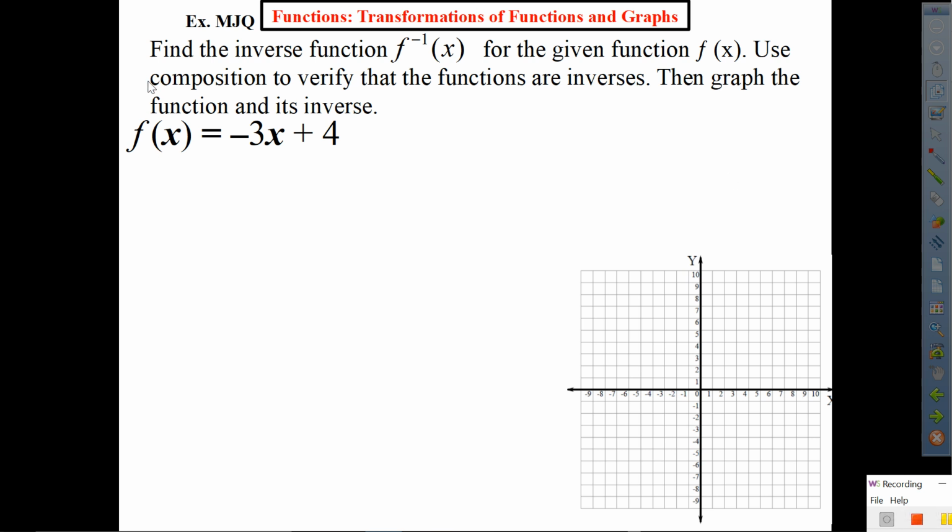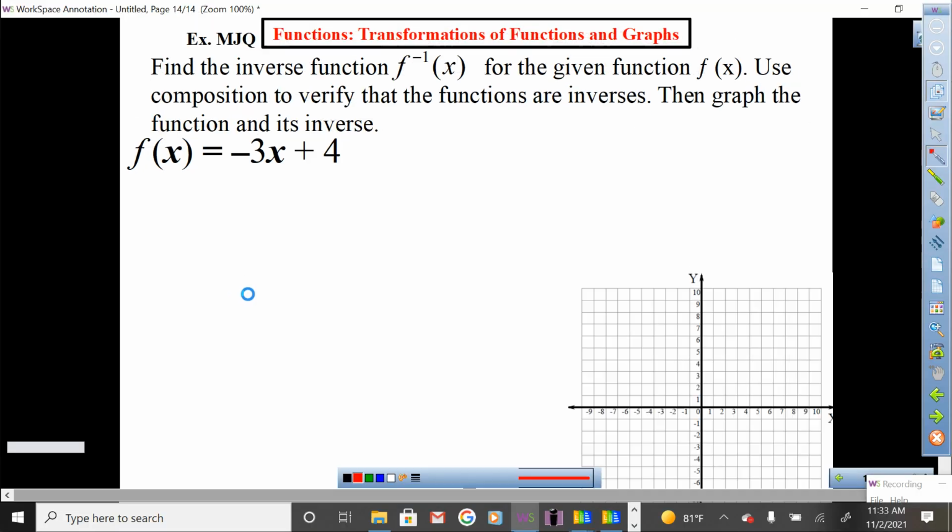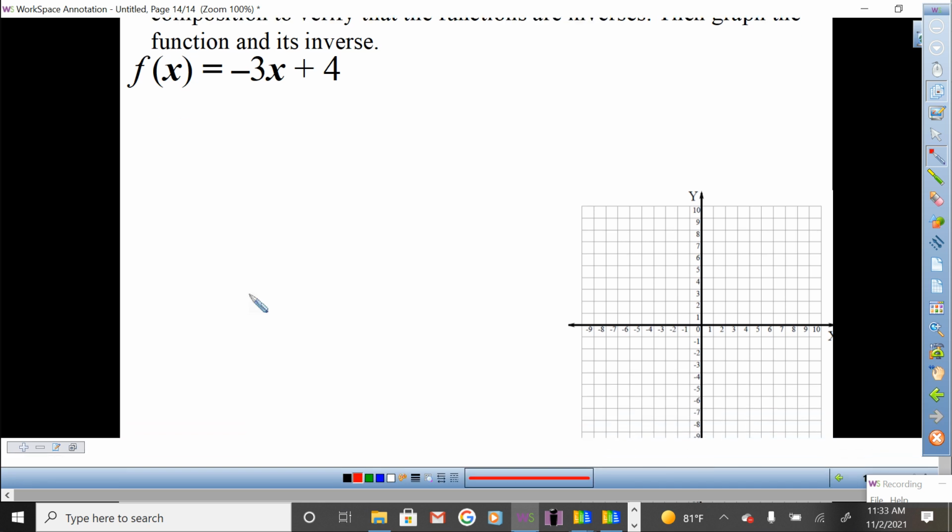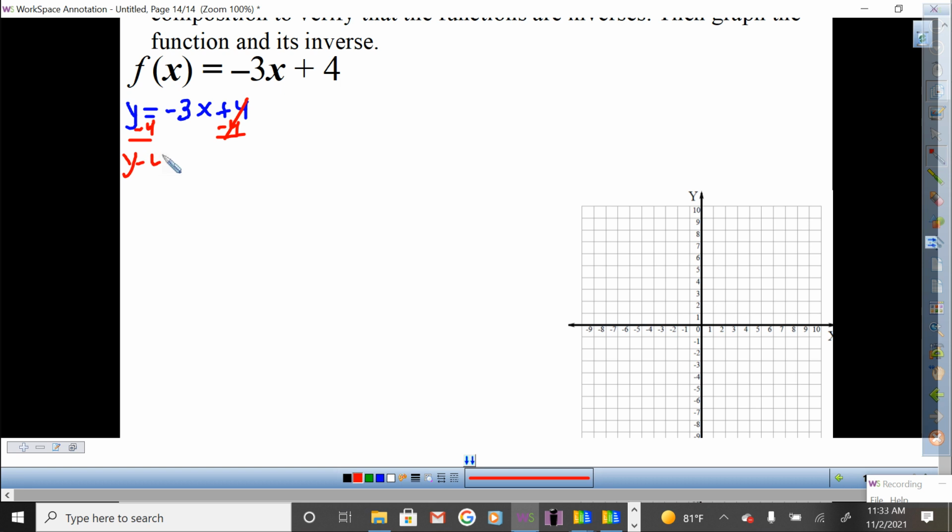According to the instructions, the first part, we need to find the inverse. Do we know how to do that? Yes, Mr. Q. All right, so let's get started. Let's do this part together. I'm going to start with blue. So help me, what do I do? Y instead of f of x, and I bring everything else down: negative 3x plus 4. Then solve for x. So what do I do? Minus 4, minus 4. We end up with y minus 4 equals negative 3x.